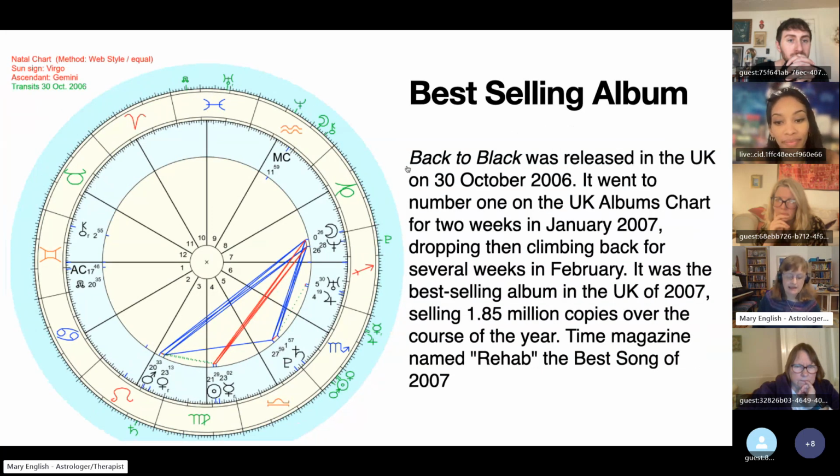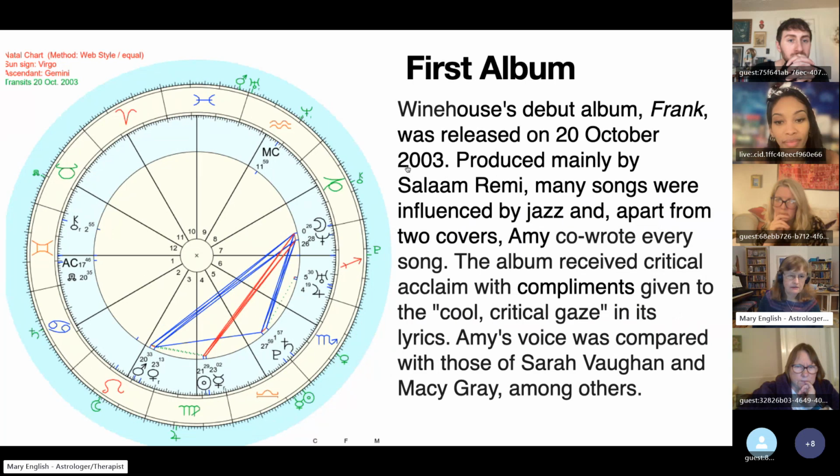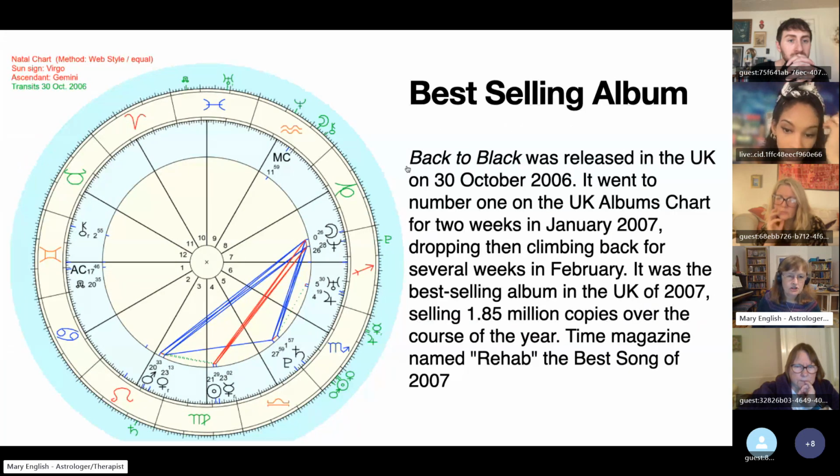Now, this is her best-selling album. So that was 2003. We've now gone 3 years ahead. We're in the year 2006. And the date for this album being released is the 30th of October.